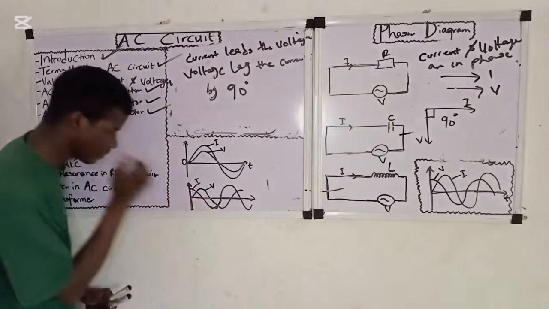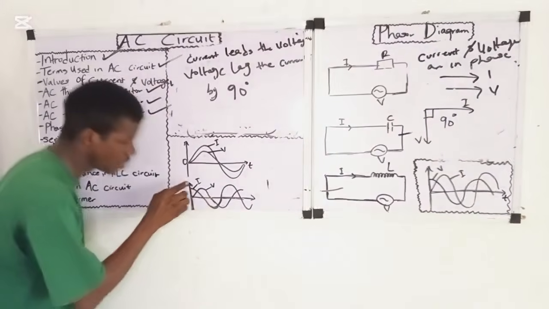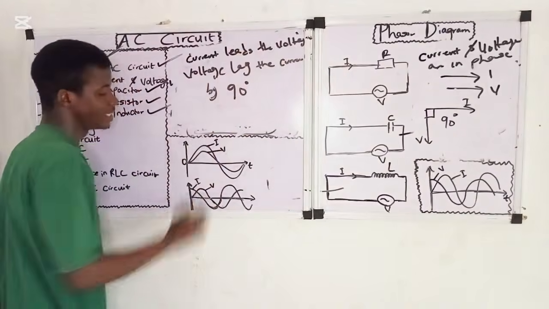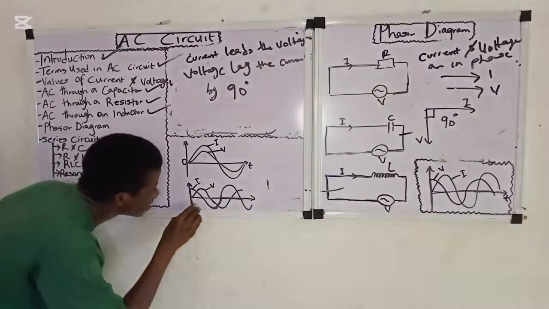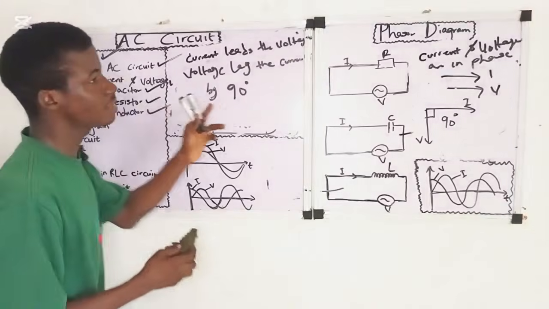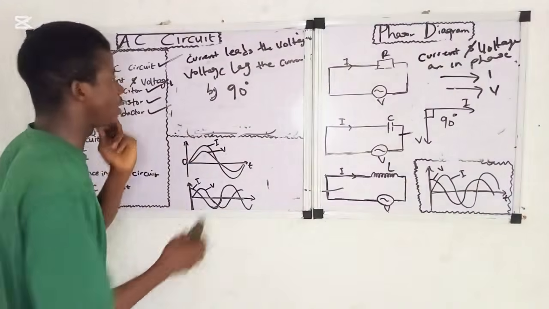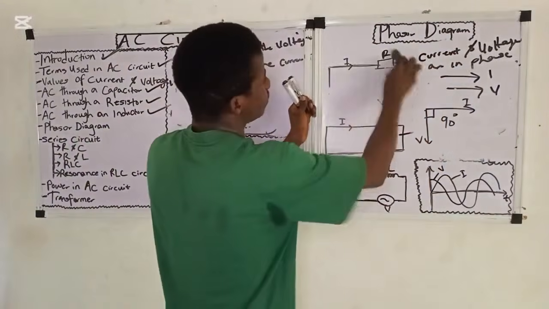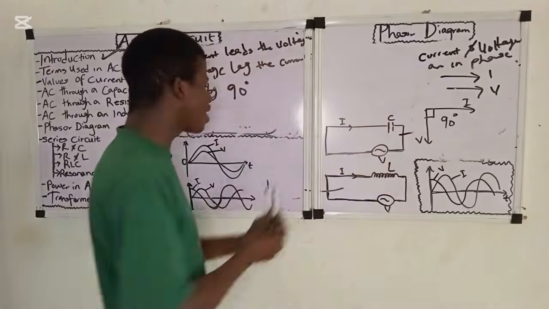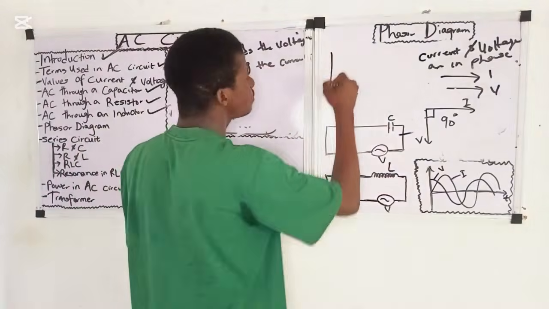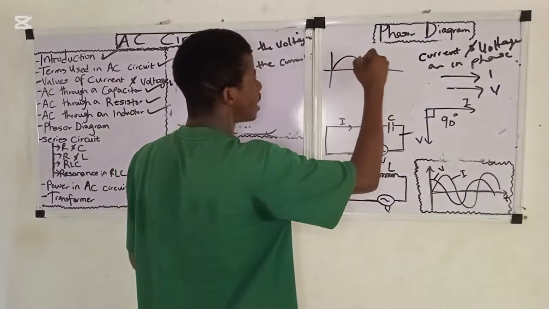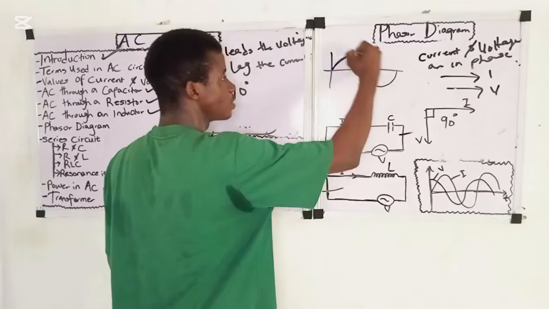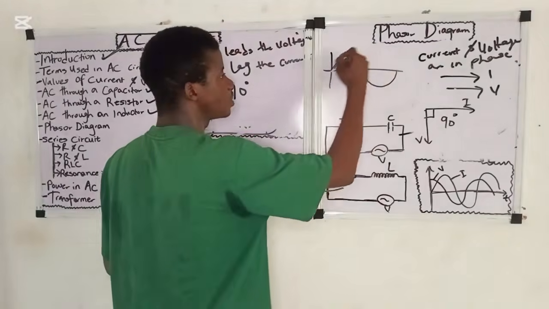Now look at these two graphs very well. This is the current, this is the voltage. I told you the current leads the voltage by 90 degrees. Now let me show you. Let me clean this. Now if you see, this is a waveform, right? Yes, this is a waveform.